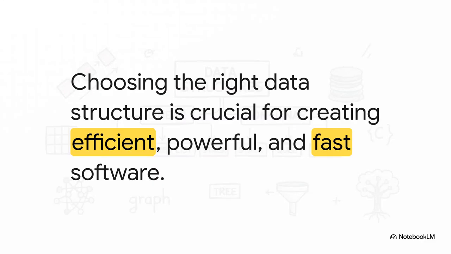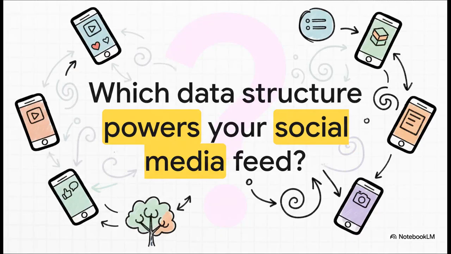So why do we care about all this? Because picking the right one makes your software fast. Picking the wrong one? Not so much. So I'll leave you with this. Which of these data structures do you think is running your social media feed right now?